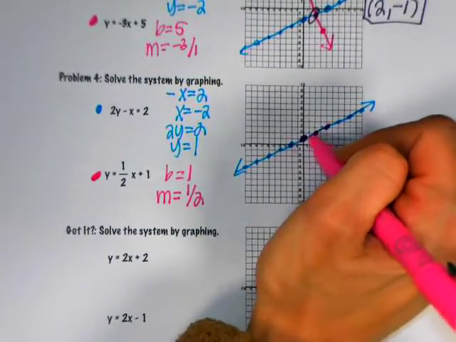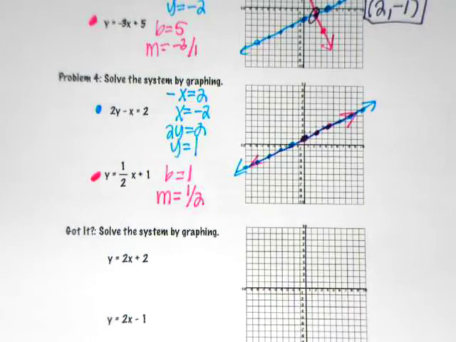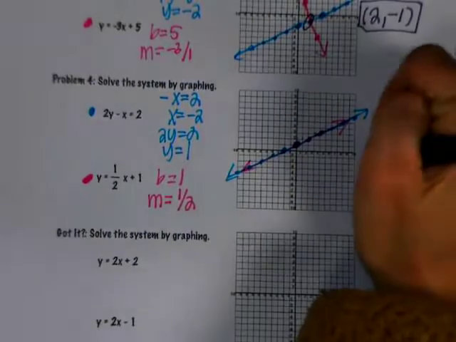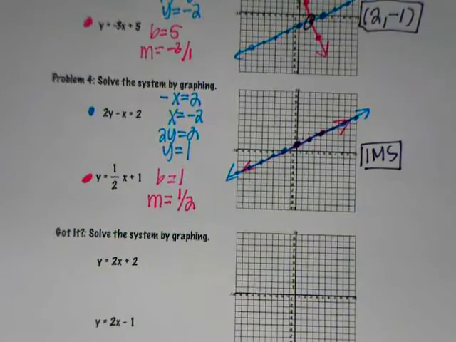Okay, so what do we notice? Yeah, but it's the same exact line, right? So it's crossing at all of those points, so it's infinitely many solutions. Then you guys are doing that last one.